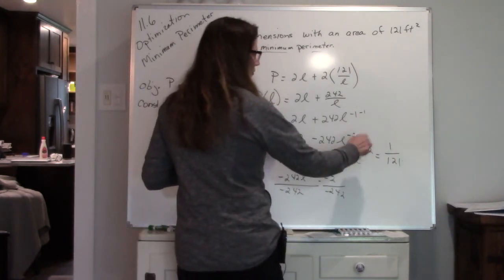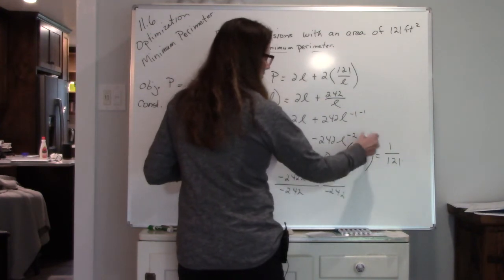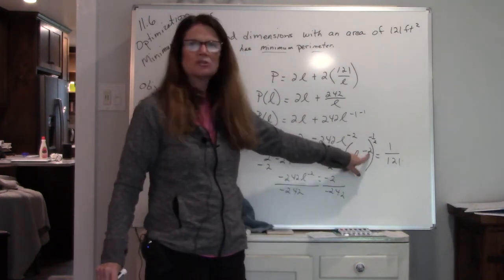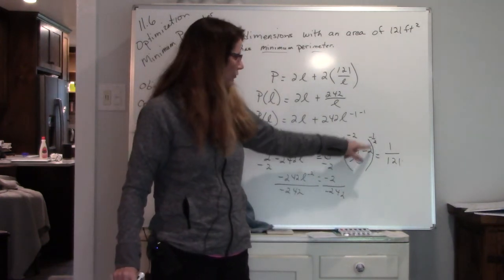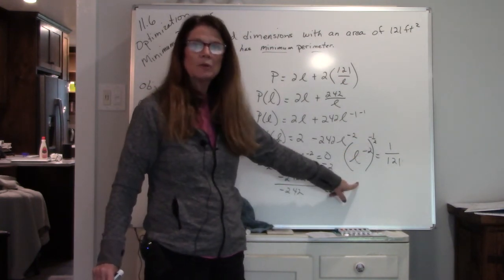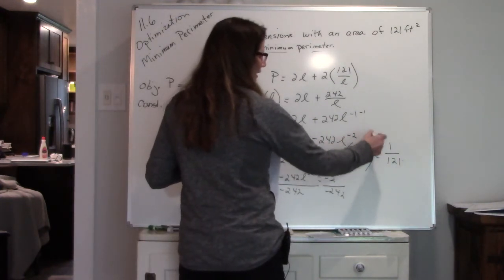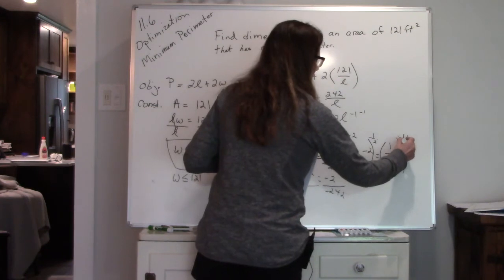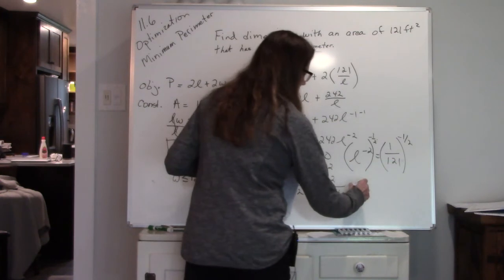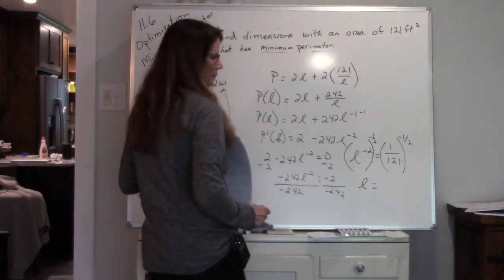All right, so now I'm trying to get rid of this negative 2. So what I'm going to do is raise this to a negative 1/2. All I'm doing is flipping this over, because whatever I multiply by, I want this to become L to the first power. I want L by itself. So when I multiply by the reciprocal, I'm going to get 1. Well, I have to do the same thing here. I have to raise the other side to negative 1/2. So I have L equals, because negative 1/2 times negative 2 is 1.